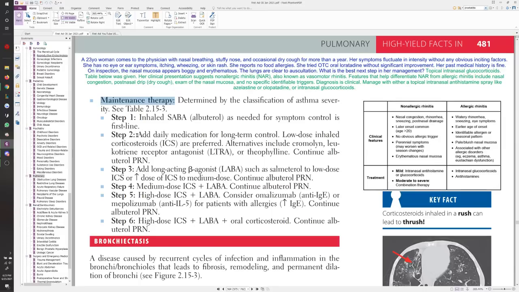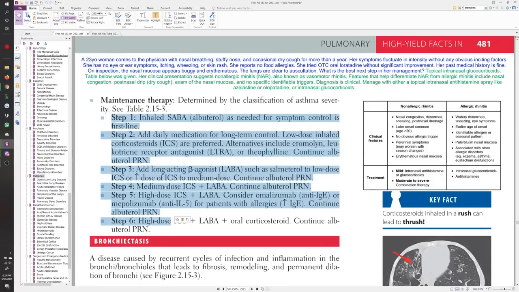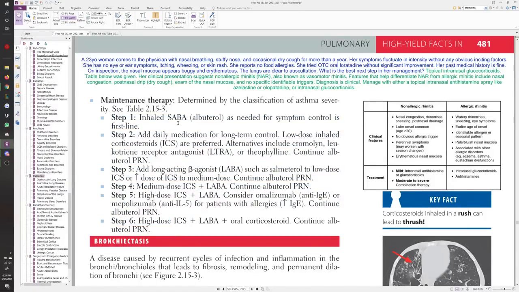We all know this. Step 2, add daily medication for long-term control, like low-dose inhaled corticosteroids are preferred. Alternatives include cromolyn, leukotriene receptor antagonists, or theophylline. Continue albuterol as necessary, right? PRN. So adding a daily medication is also something you would do if somehow, for some reason, albuterol is not working out. Remember, this is your workflow. This is how you do your job. So when your patient was given albuterol and then they came back because they're still having exacerbations, the next thing you do, maybe you add cromolyn sodium, maybe you'll add one of the leukotriene receptor antagonists, or you're going to add the theophylline, right?